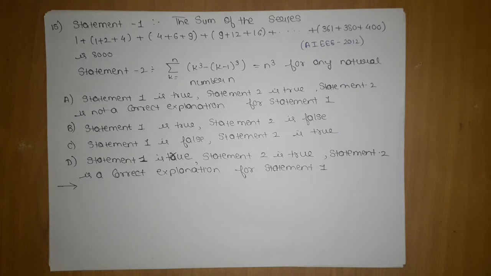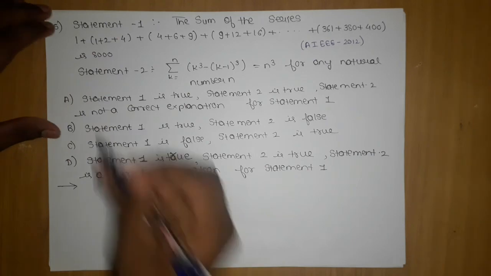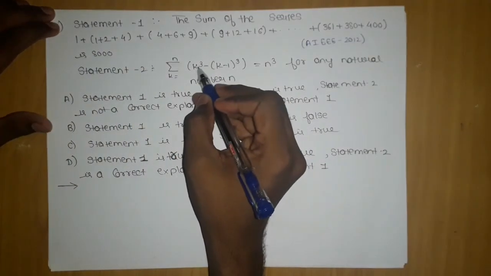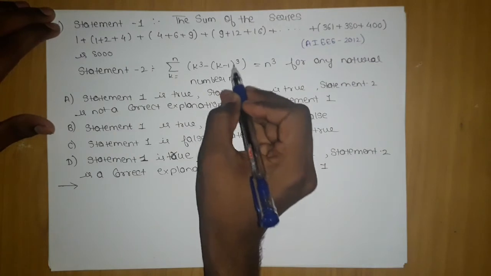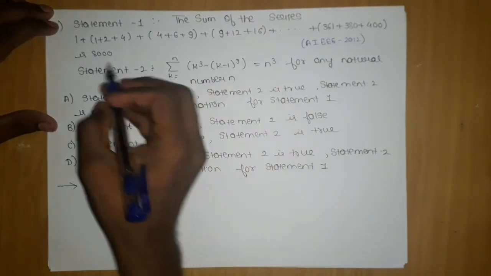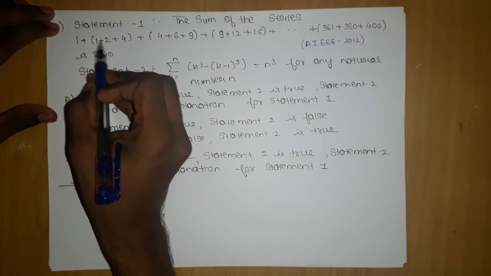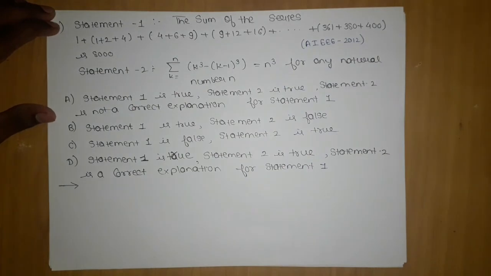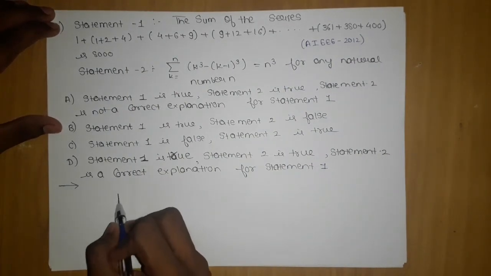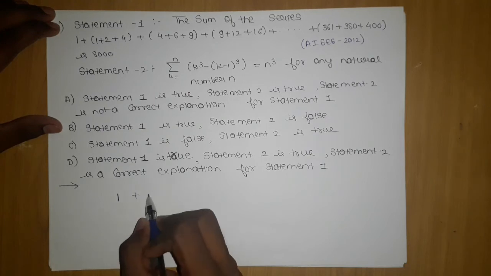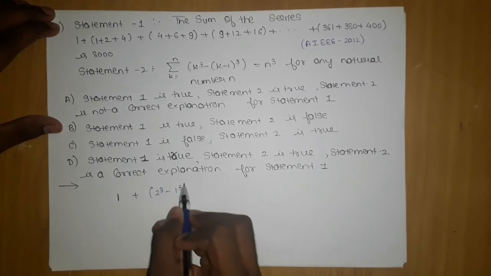Okay, so what we can see here is whether we can represent this summation in the format k cube minus (k minus 1) cube, whichever this k is. If you observe, 1 plus 2 plus 4, we are getting 7. So we can represent this as 2 cube minus 1 cube, keeping the first term as it is.